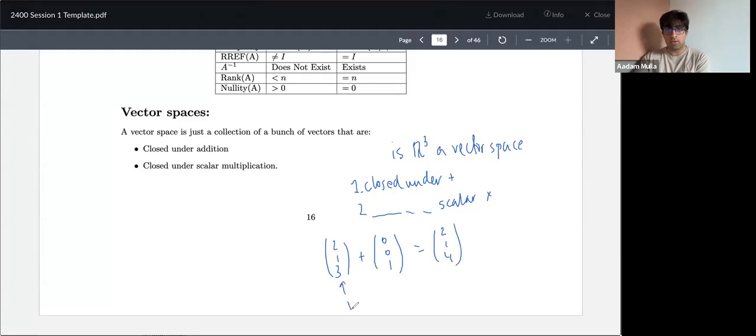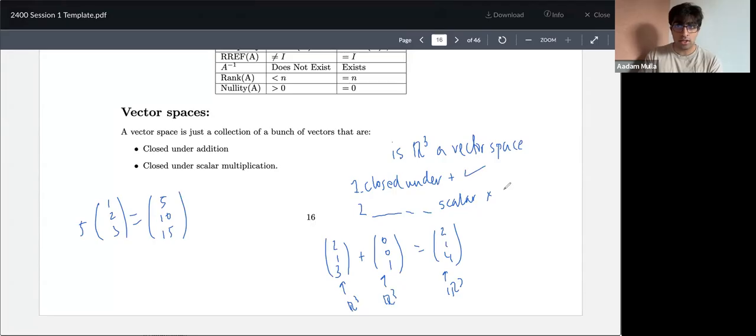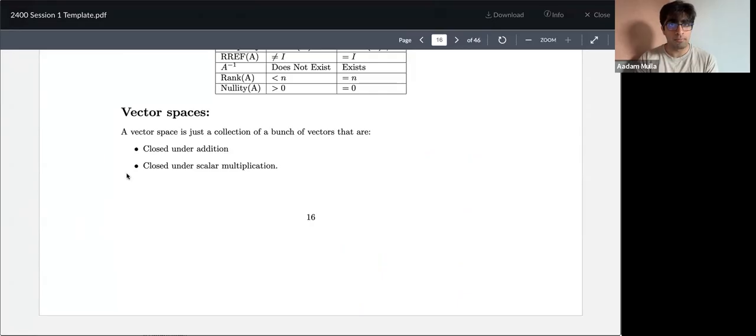So this guy is from R3, right? This guy is from R3. My result is also in R3. For this example, we're closed under addition. Now, the thing is, R3 needs to be closed under addition for all of the vectors. So obviously we could go through all the examples, but it's pretty clear that if I take two vectors in R3 and add them, I'm going to end up in R3 because I'm going to end up in three dimensions, right? Same thing with scalar multiplication. If I take any vector, 1, 2, 3, and multiply by any constant 5, I'm going to stay in R3. Okay, so we would say R3 is a vector space because it's closed under addition and closed under scalar multiplication. Just that's the intuition.